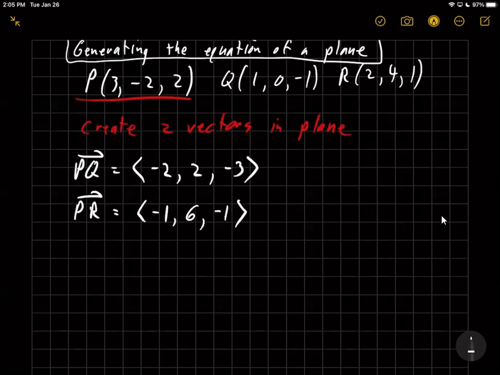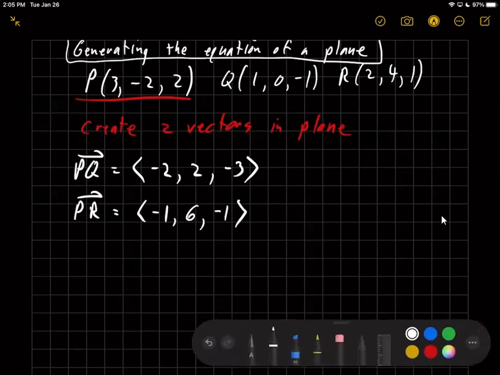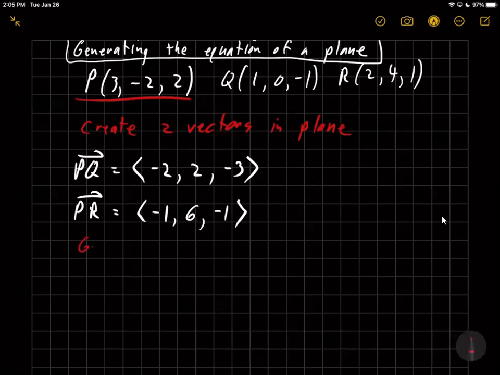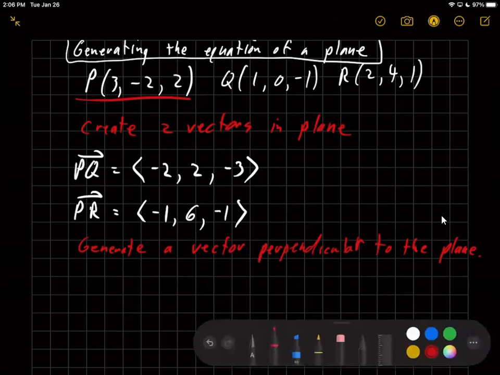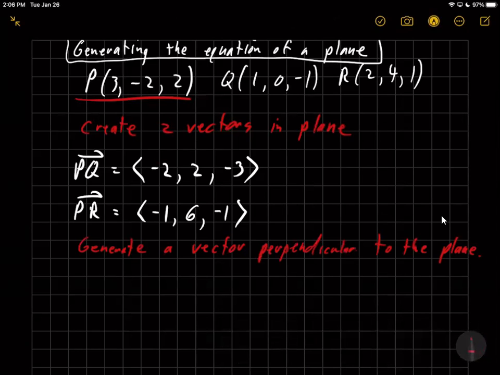So those are two vectors which are guaranteed to be in the plane because they connect 3 points that are in the plane. Now, the next step is to generate a normal vector, a vector perpendicular to the plane. Sorry, the handwriting's off a bit, so let me clean that up. Perpendicular to the plane.